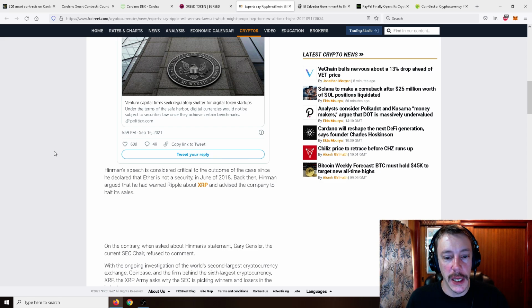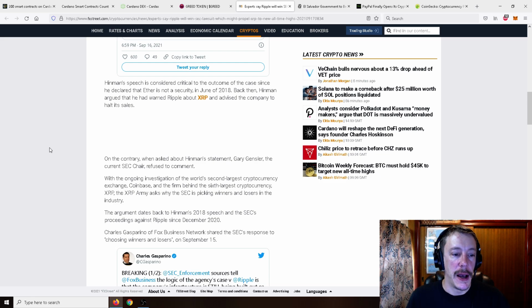in June of 2018. Back then, Hinman argued that he had warned Ripple about XRP and advised the company to halt its sales. On the contrary, when asked about Hinman's statement, Gary Gensler, the current SEC chair, refused to comment. While the ongoing investigation of the world's second largest crypto exchange, Coinbase, and the firm behind the sixth largest crypto, XRP, the XRP Army, asked why the SEC is picking winners and losers in the industry. And the argument dates back to Hinman's 2018 speech and the SEC's proceedings against Ripple since December 2020.